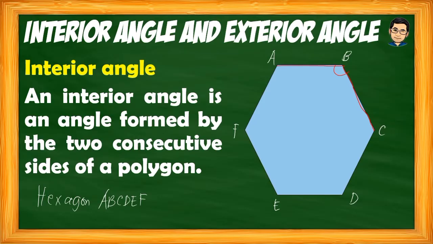So, kung tatanungin nyo ko kung ilan yung mga interior angles ng isang polygon, syempre, nakadepende po yan kung ilan po yung sides ng ating given polygon. Like for example, this one, hexagon siya, it has 6 sides. So it means there are 6 interior angles: angle A, angle B, angle C, angle D, angle E, and angle F. We can also use 3 letters in naming an angle, pero para mas madali, ginamit na lang po natin yung mga vertices.